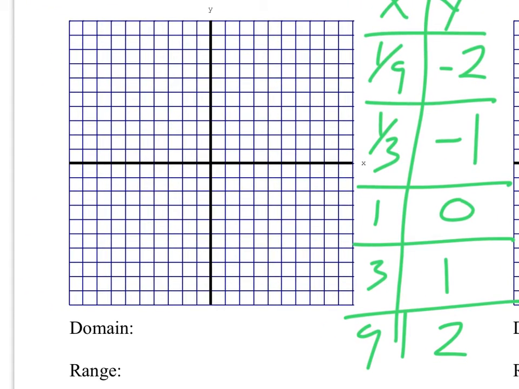Let's see, so 1/9 gives me negative 2, and these are my final points, but I might just use x's because it's a little easier to put on my graph here. 1/3 was negative 1. 1 gives me 0, 3 is 1, and 9 gives me 2. So you can draw a curve through those points, arrows on both ends.